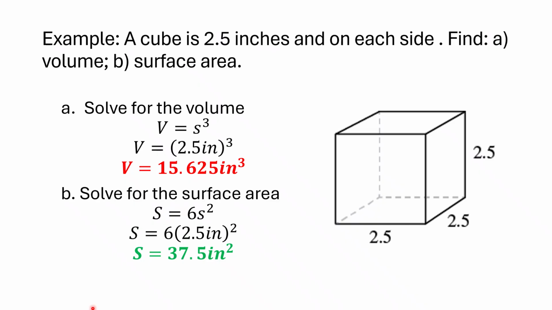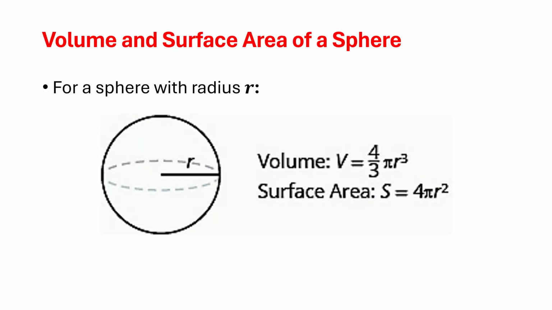Now let's move to the volume and surface area of a sphere. For a sphere with a radius r, as shown in this figure or illustration, the volume of a sphere is given by this formula, 4 over 3 pi r cubed. And the surface area is given by this formula, S equal to 4 pi r squared.